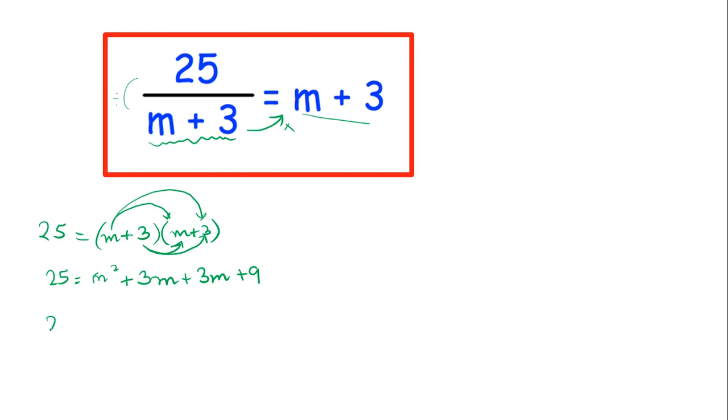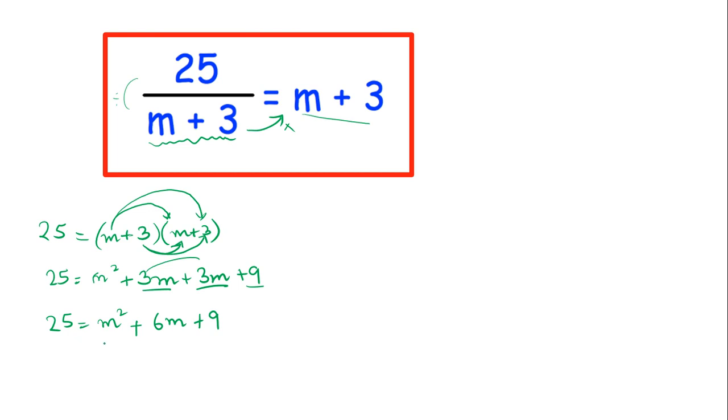Now I have 25 again, stays the way it is, equals. Now m squared does not have any other like term with it, so it just comes down the way it is. And then 3m and 3m, they're both like terms to each other. They belong to the same family, so I've got to combine them. So 3 plus 3 gives me 6, and then it's just an m. So m squared plus 6m plus 9. Again, 9 does not have any like term with it, so I'm just going to write 9 the way it is.